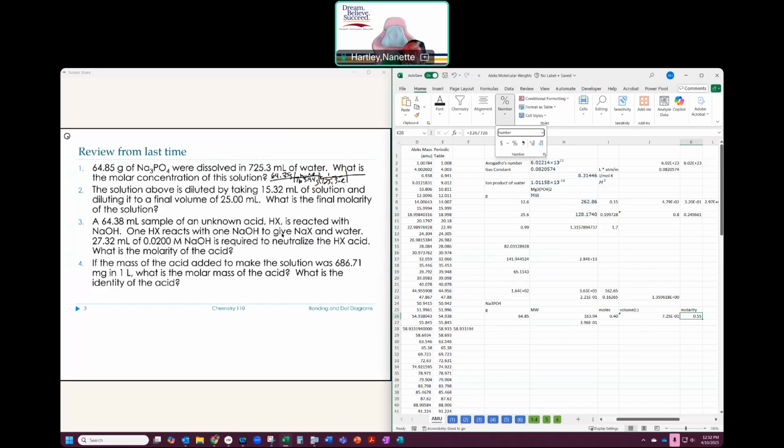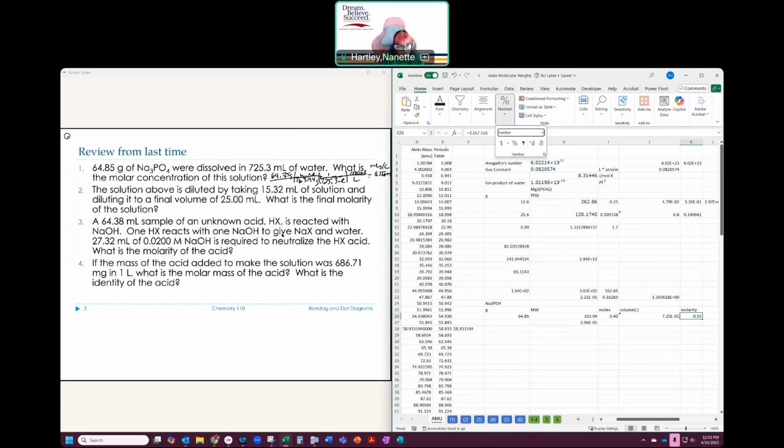And then I converted that 1,000 milliliters per liter. And that gave me 0.55 molar. So it's moles per liter. Okay, so that's the calculation that I did there. The solution above is diluted by taking 15.32 milliliters of solution and diluting it to a final volume of 25 milliliters. What's the final molarity of that solution?